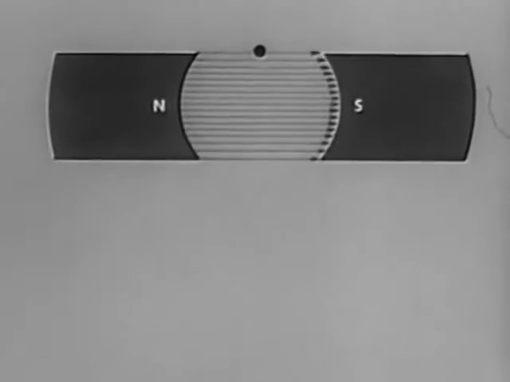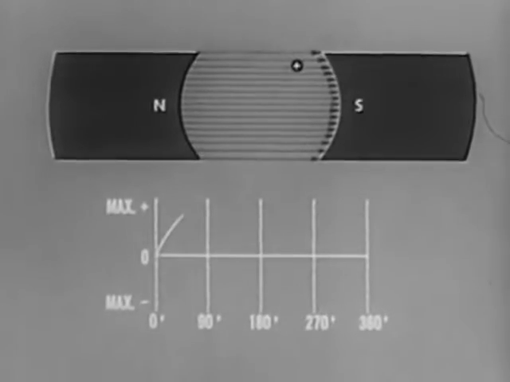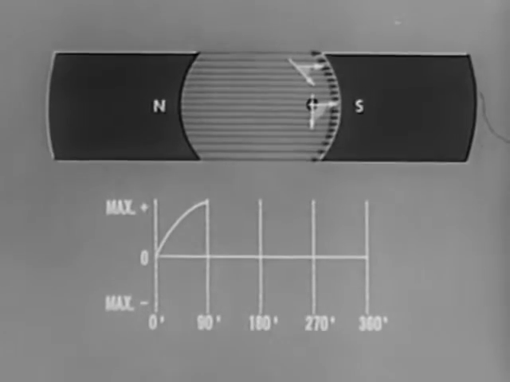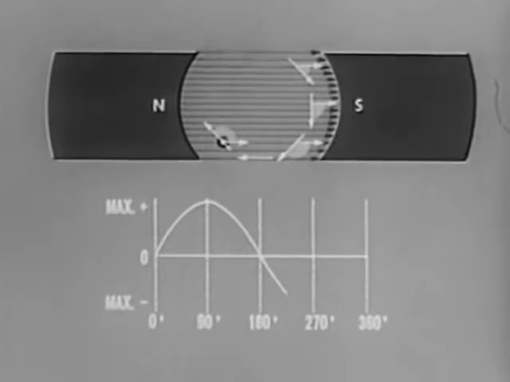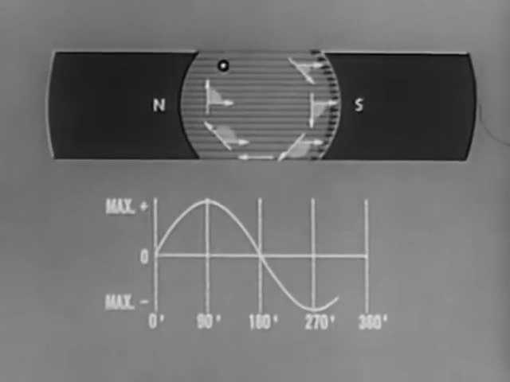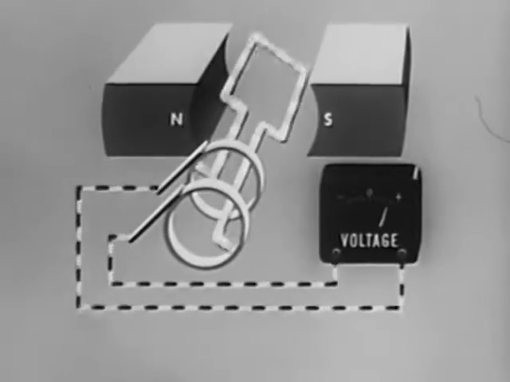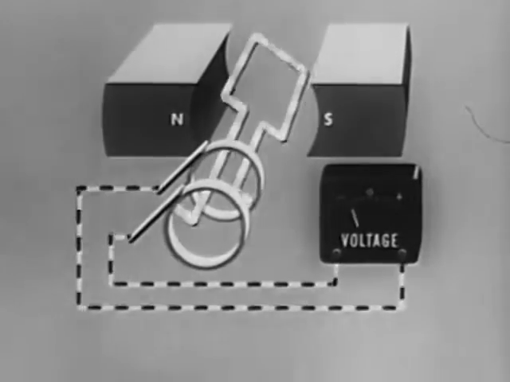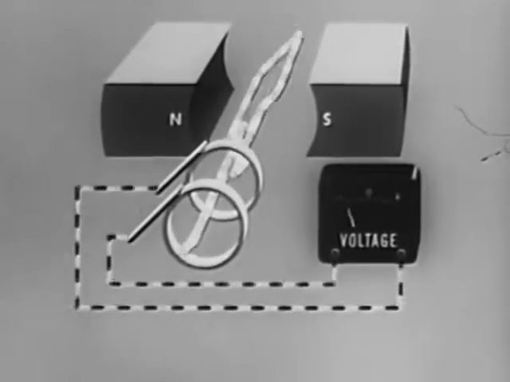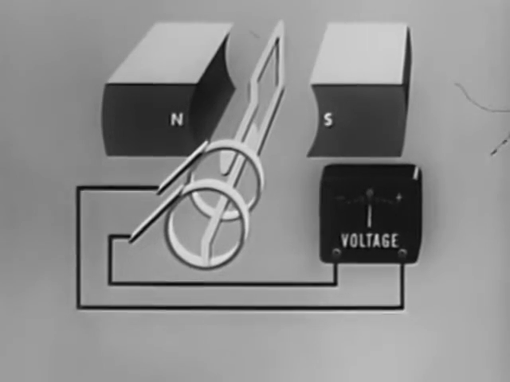A graph of EMF versus conductor position during one revolution will be a sine wave representing alternating current, or AC. All rotary generators produce AC internally. What you have seen so far is really the theory and operation of a basic AC generator. But our purpose was to explain the principles of operation of a DC generator.